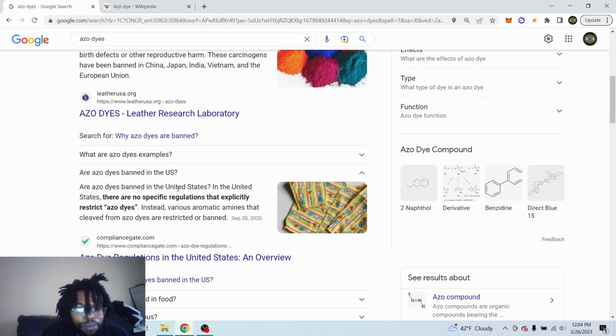So, are azo dyes banned in the U.S.? In the United States, there are no specific regulations that explicitly restrict azo dyes. Instead, various aromatic amines that cleave from azo dyes are restricted or banned.